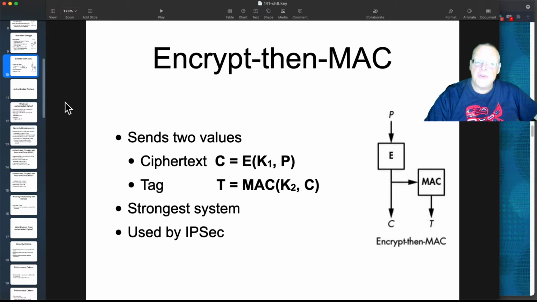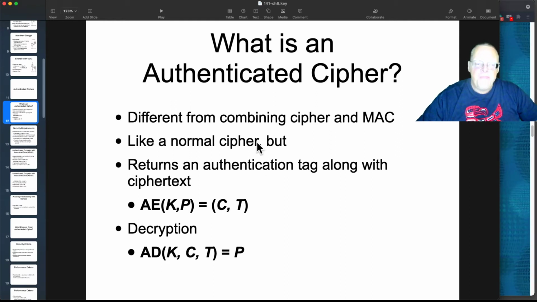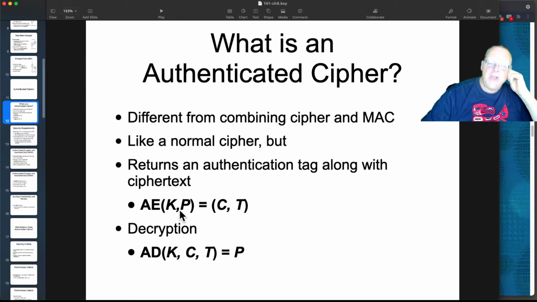All right, so authenticated. Now what we just described are ways to get the job done by plugging together a couple of components. But, of course, now we can talk about the real point of accomplishing just this job. Instead of just plugging together individual components that may not be optimum, an authenticated cipher is the overarching category of what we're trying to do here. An authenticated cipher is where you feed in a key and a plain text, and you get ciphertext and a tag. To decrypt it, you take the key and the ciphertext and the tag, and you retrieve the plain text.